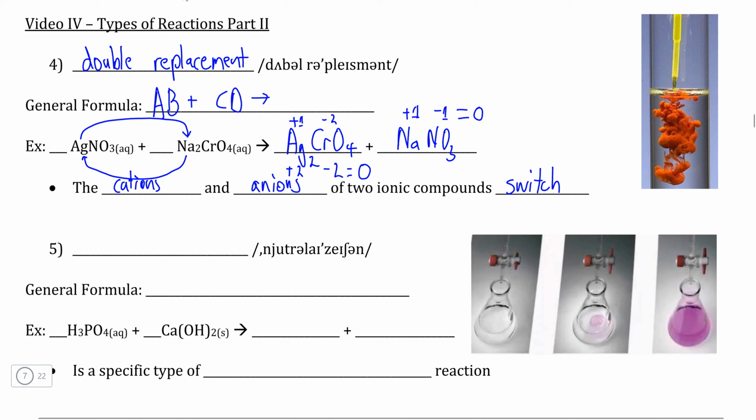So if we convert this into a general formula, our cations A and C can switch places with each other, and silver chromate is an example of our first product, AD, now paired with each other, and sodium nitrate is an example of our second product, which we can call CB.